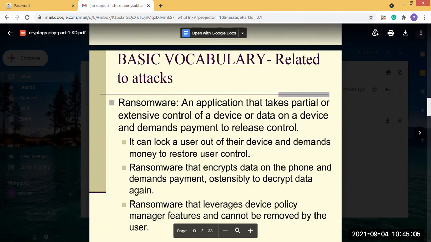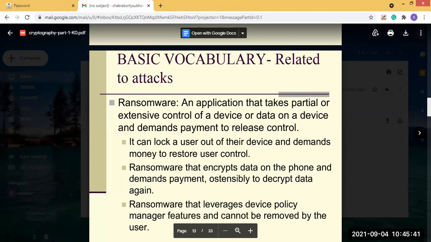Okay, the next is ransomware. This is something that happened in 2019, or in the 2000s, I don't remember the year, but a big thing happened: the ransomware. It is also an attack. It is an application that takes partial or extensive control of your device, the device you are using, and demands payment to release the control.